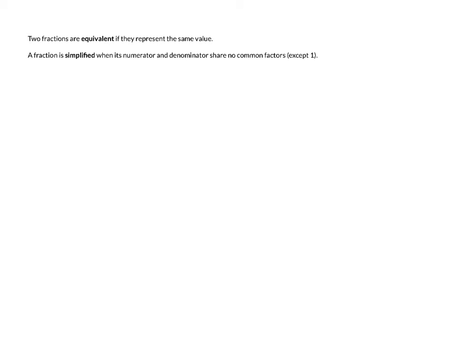Now, we have a rule that says when we have a fraction, if the numerator and denominator share a common factor, we can reduce the fraction by dividing both the numerator and denominator by that factor. Let's look at an example. Let's take a look at 4/8. Okay, so 4/8 is a fraction, but it's not yet simplified. It can be reduced. If you look at 4 and 8, both of those are divisible by 4.